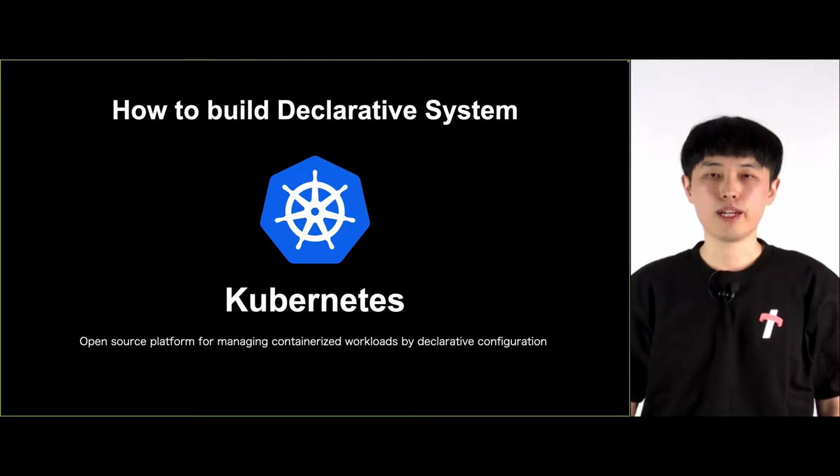The declarative system is not a new concept. It's about how you design from what perspective, so any tool can be made into a declarative system. But the method that we chose is to extend Kubernetes and create a declarative system. Kubernetes is the open source platform for managing containerized workloads by declarative configuration. It started with container management, but it could be used as a declarative system using the custom controller. We used Kubernetes custom resource and custom controller to make the declarative DBaaS.